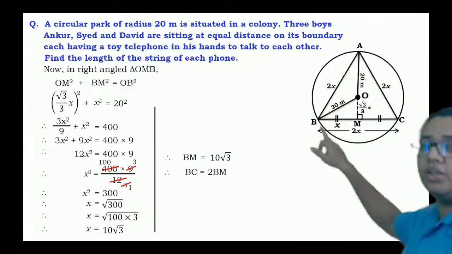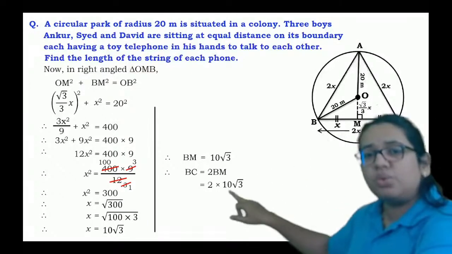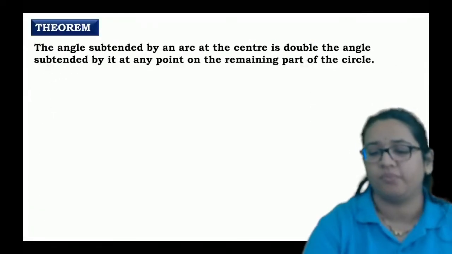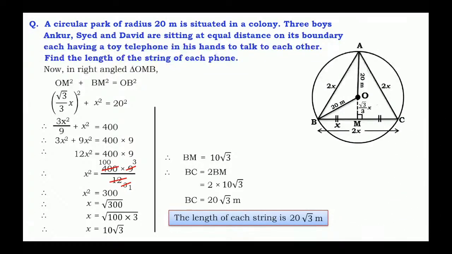But we want to find the value of BC. BC is nothing but twice of BM, that is 2 times 10 into root 3, so 20 into root 3. So this will be your actual solution. Getting this one? For this, we have just used the concept of the circumcenter of the equilateral triangle and the altitude of the equilateral triangle. Height and altitude for equilateral triangles are the same.